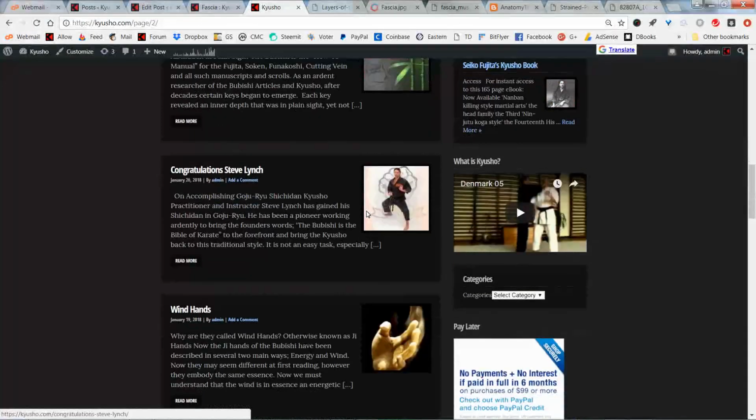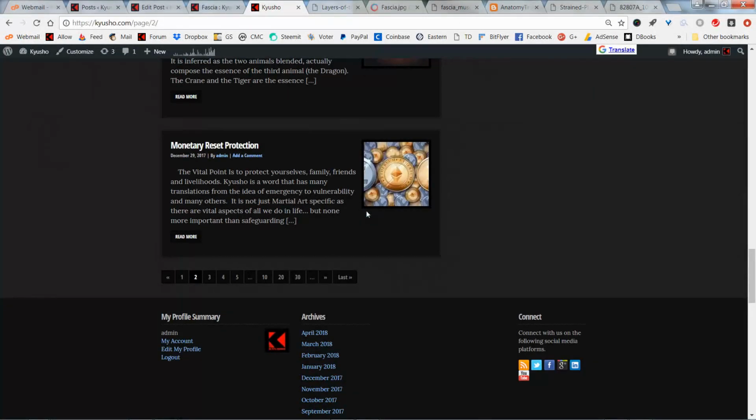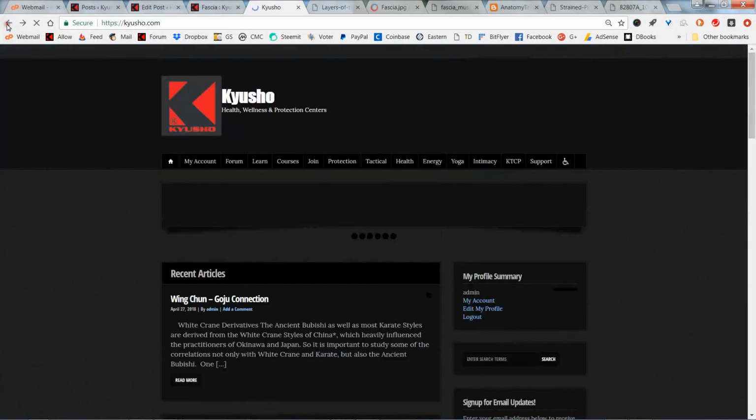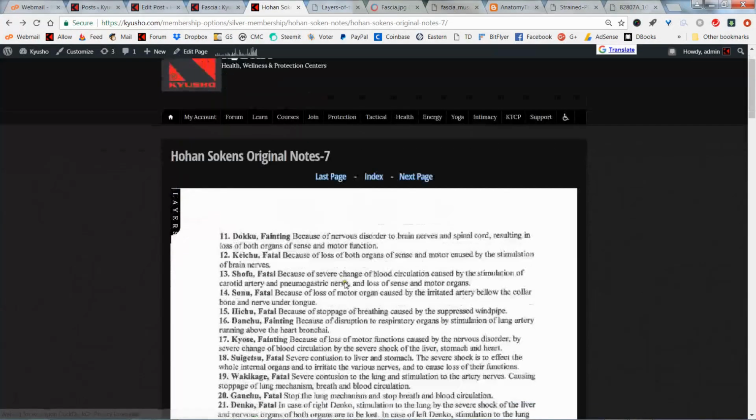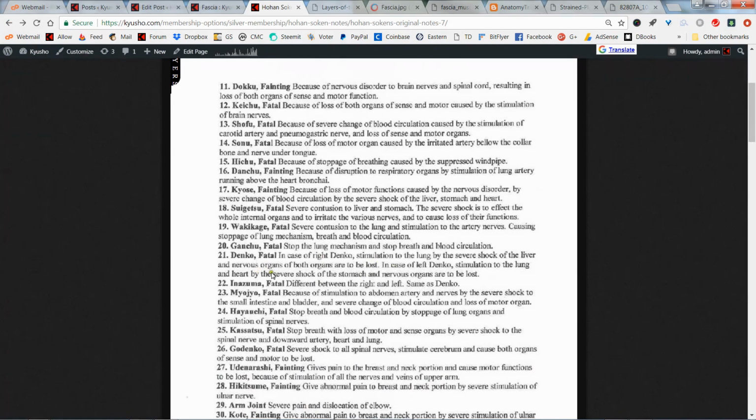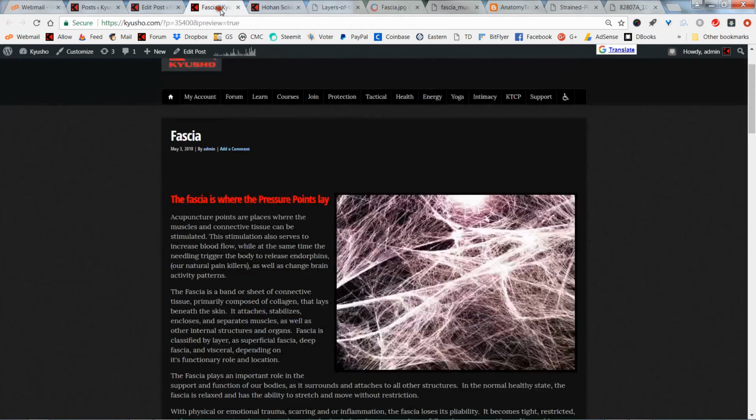I don't even remember where I put it, sorry folks, but the notes of Funakoshi were almost exactly like the notes of Ohan Sokin here, where these were the descriptions of the targets and what happens: severe shock of the liver and nervous organs, of both organs that would be lost. I mean, this is an acupuncture, okay?